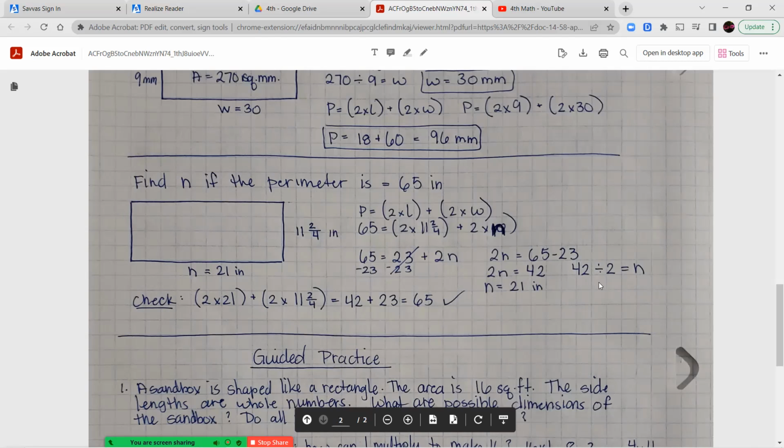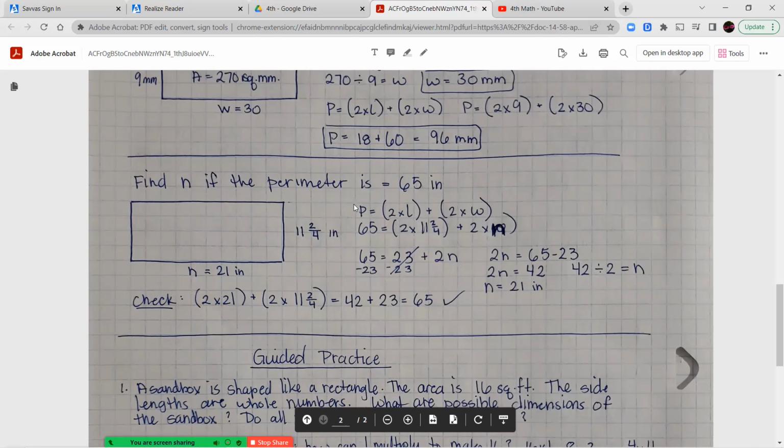If I want to find out the length of one of my long sides, I'm going to divide that 42 by 2. 42 divided by 2 is equal to 21. So n is equal to 21 inches. So that means this is 21, this is 11 2/4, this is 21, this is 11 2/4.